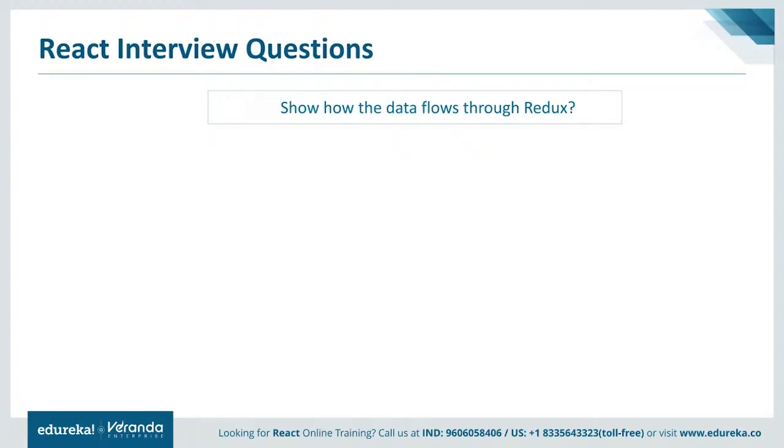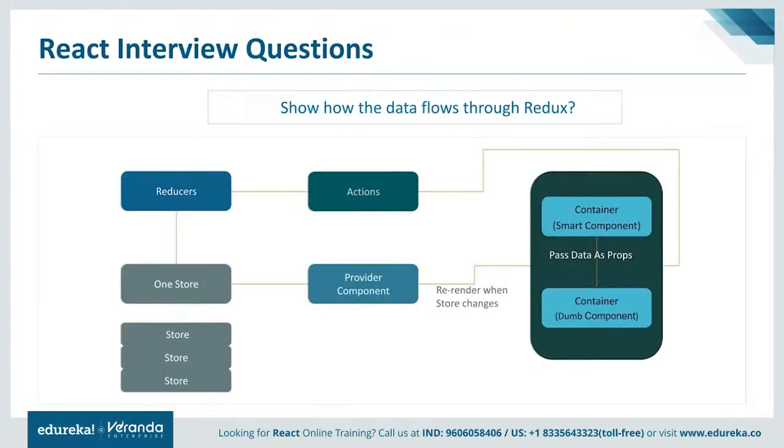Show how the data flows through Redux. Again, a very interesting question: how should we know how data is flowing through Redux? As you can see here, these are the container components, which are passing data as props. They are passing the data to actions. Action is passing the data to reducer. So the input for the store is the reducer, and reducer is again giving the data to the provider component, or you can say the view part of it. So that is how the data flows in Redux applications.